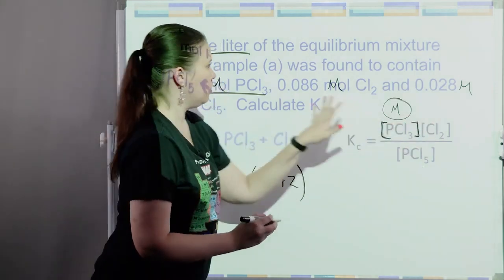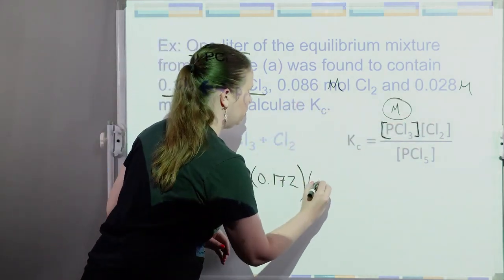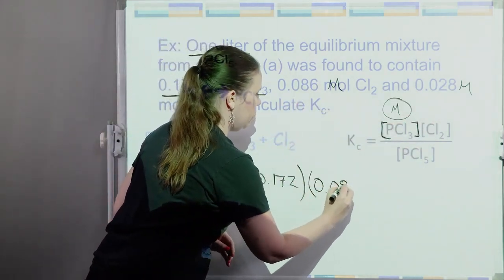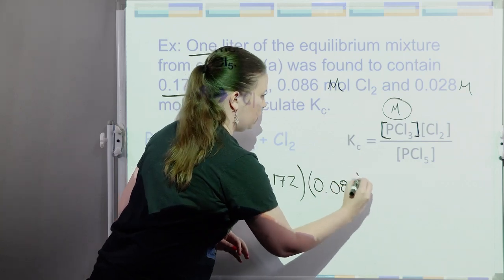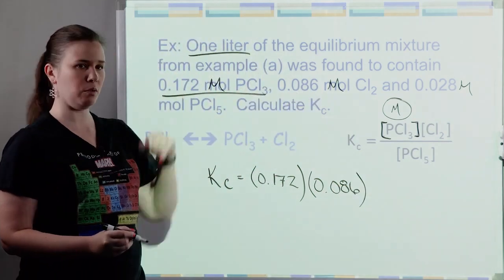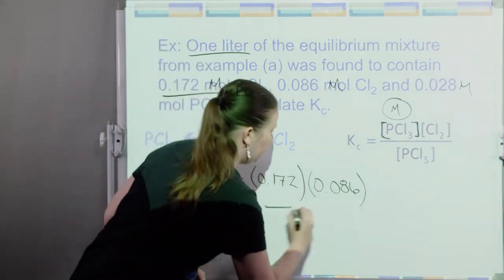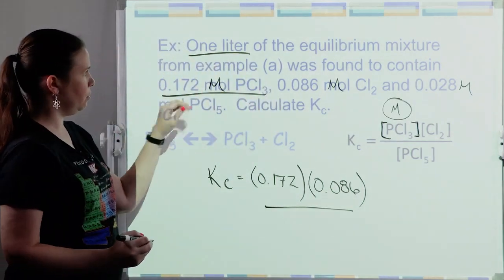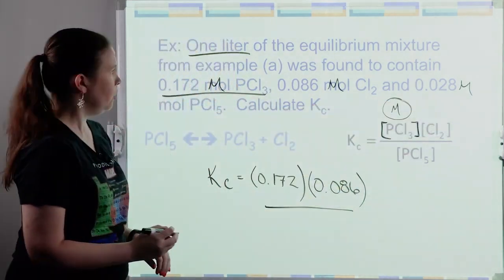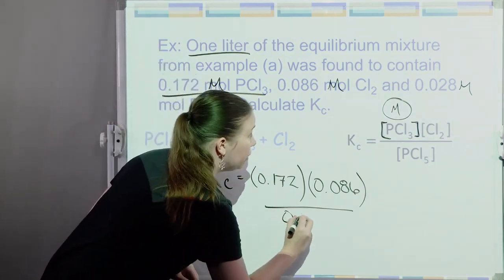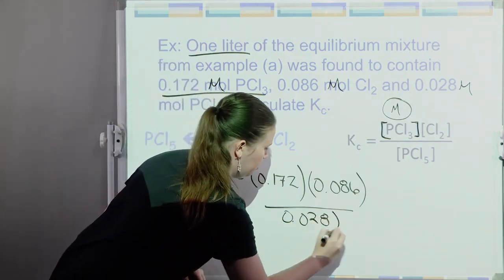Okay, next was the chlorine. So the chlorine has a molarity of 0.086, because it is 0.086 moles per 1 liter. And then on the bottom, I'm going to plug in the molarity for the PCl5, which was 0.028.